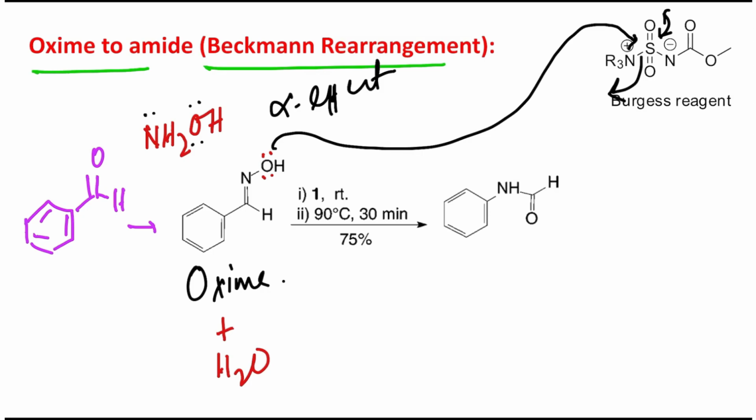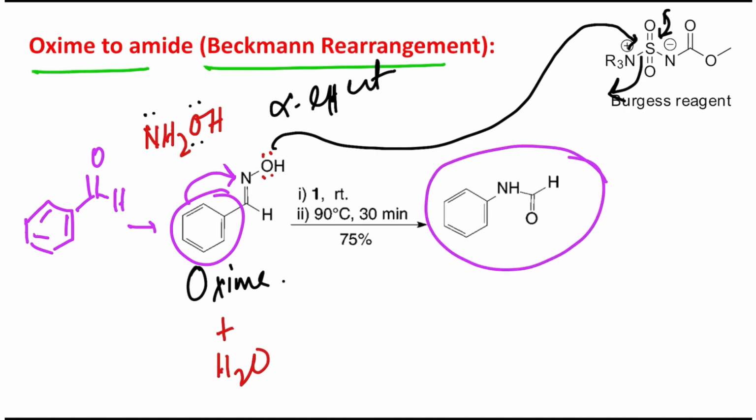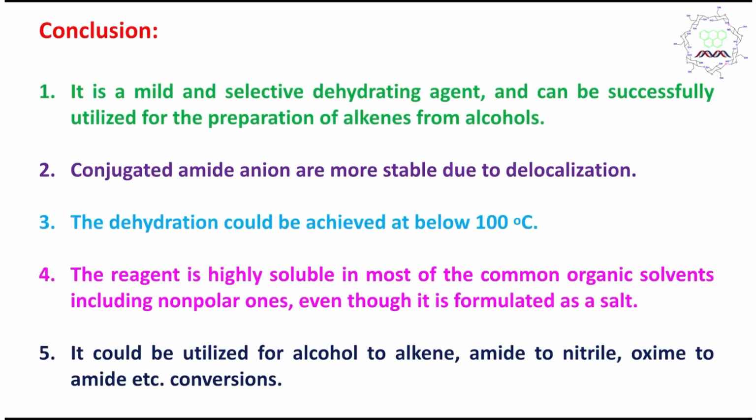And by the way, in this case the path followed is a little different. Actually the phenyl group migrates, and I have taken this from one paper, I shall give the reference so you may visit, and it produces this amide. Now see the reaction conditions. First step, room temperature, second step 90 degrees centigrade, 30 minutes, 75% yield. So that's a selective reaction. It's a Beckmann rearrangement done by using this reagent.